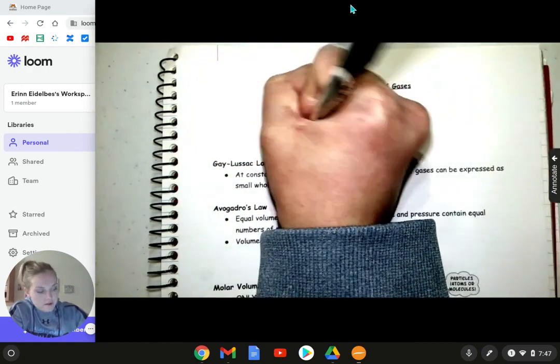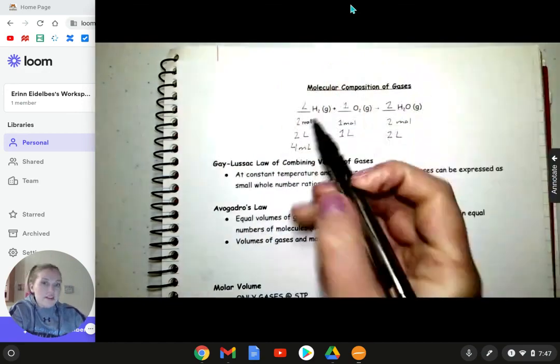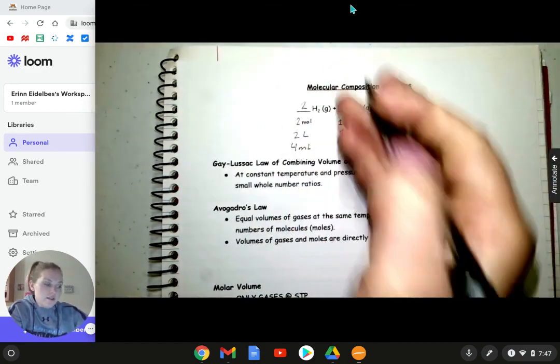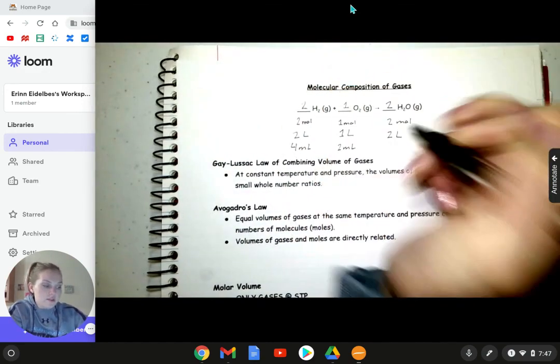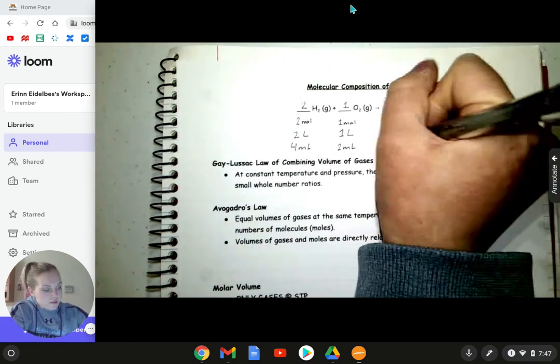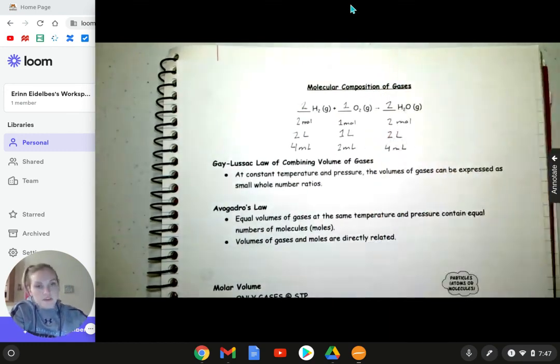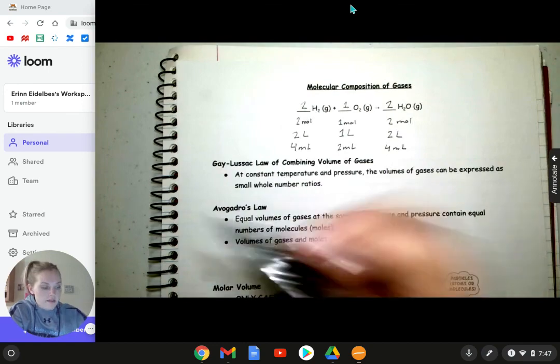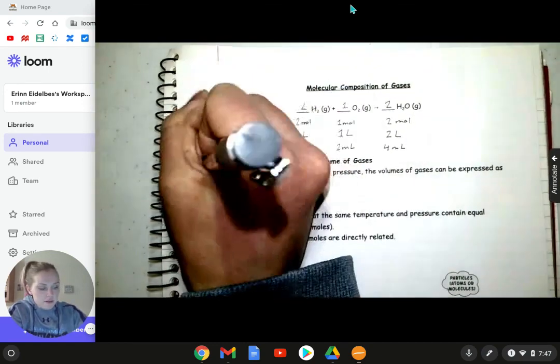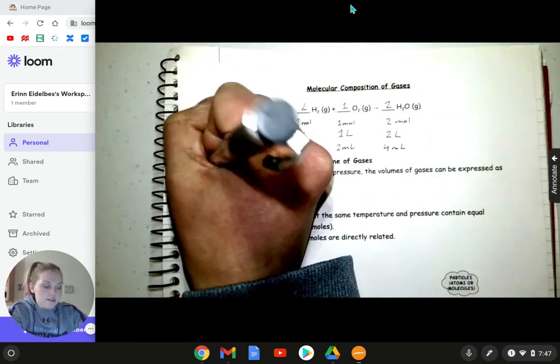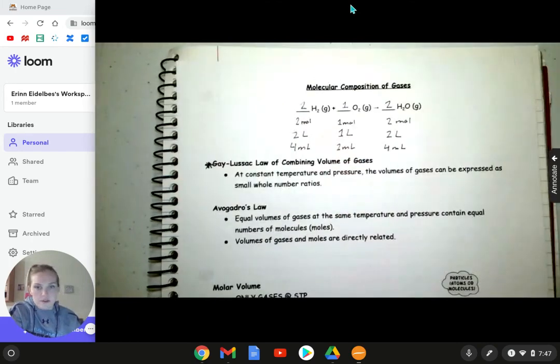If I have 4 milliliters, I still need that 2-to-1 ratio, meaning I would need 2 milliliters to produce 4 milliliters of water. And that is this first law that helps kind of get a shortcut to some of the stoichiometry we're going to do a little bit later.